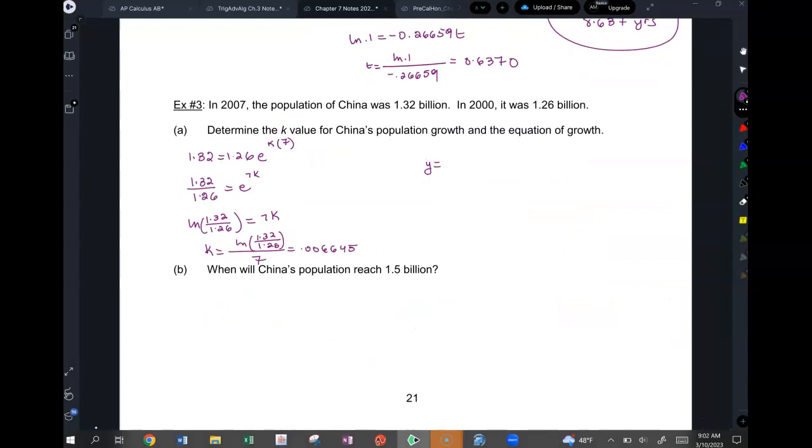So, Todd, have a seat for a minute. So when we do this, you're going to put in the initial amount because you are given it, and then e to the power of 0.006645 t. Okay?